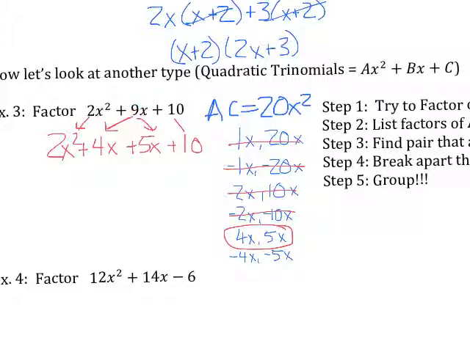Once you find that pair, you just break the middle term apart. So the first one comes down, the last one comes down, and the middle term breaks apart. That's the only thing that's new. We're just breaking the middle term apart. Now, at this point, we can factor by grouping.